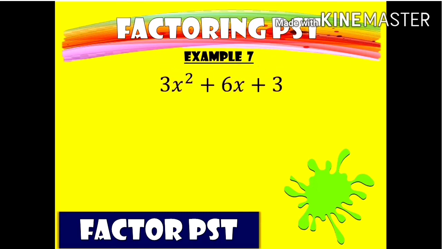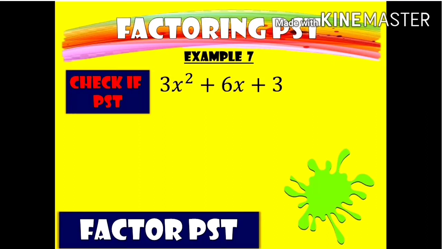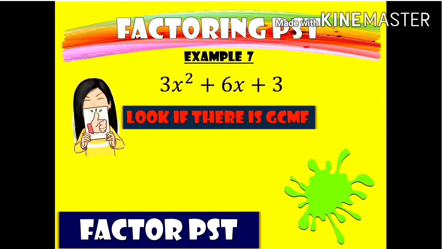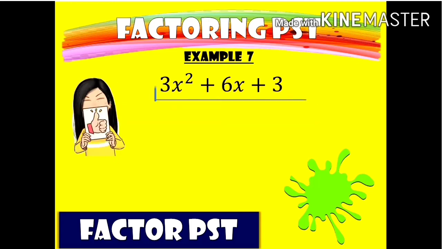What is the factor of 3x squared plus 6x plus 3? Una, tingnan muna natin ang first term at ang last term. Since the first term and the last term have no square root, it is not following the pattern for perfect square. So, tingnan muna natin kung meron naman siyang GCMF. And yes, meron siyang GCMF, and that is 3. I-divide lang natin to get the remaining factor, and that is x squared plus 2x plus 1.